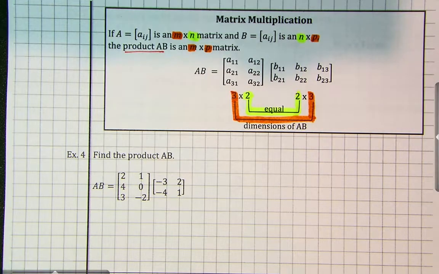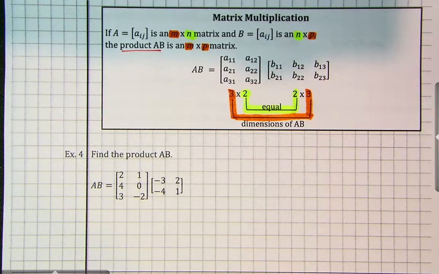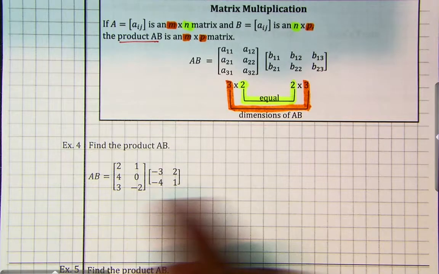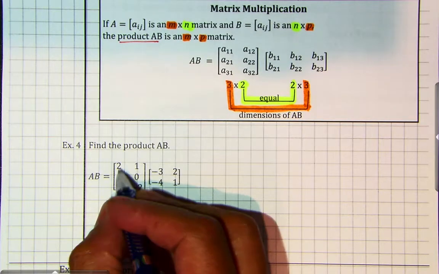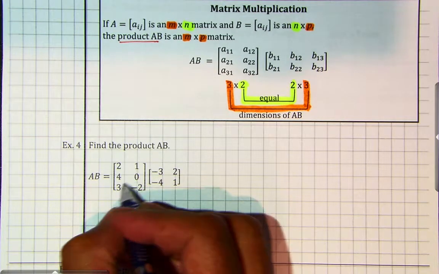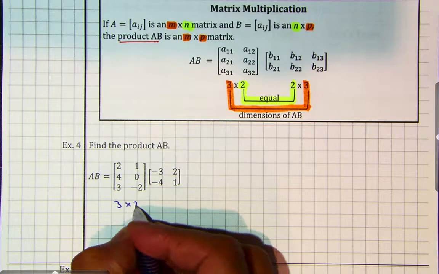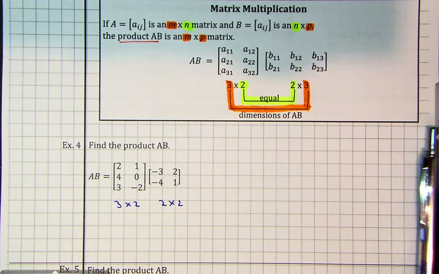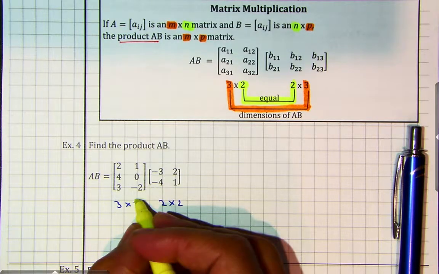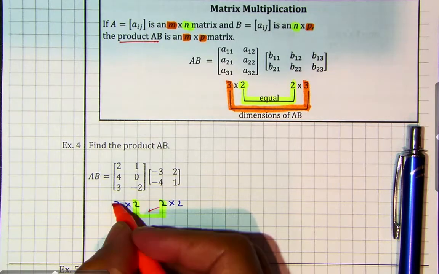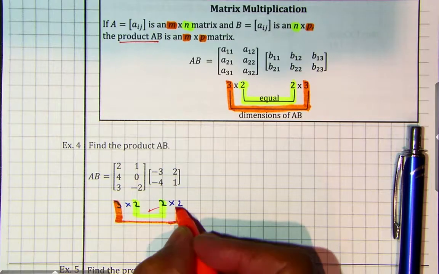So let's go through example number 4. Let's go and find the product. First, we want to make sure that we can multiply them out. So we need to write the dimensions for each one. This is 3 rows and 2 columns, so therefore this is a 3 by 2. This is 2 rows and 2 columns, so therefore this is a 2 by 2. Those two numbers should be equal, and they are. So therefore we can multiply them, and your resulting matrix will be a 3 by 2.